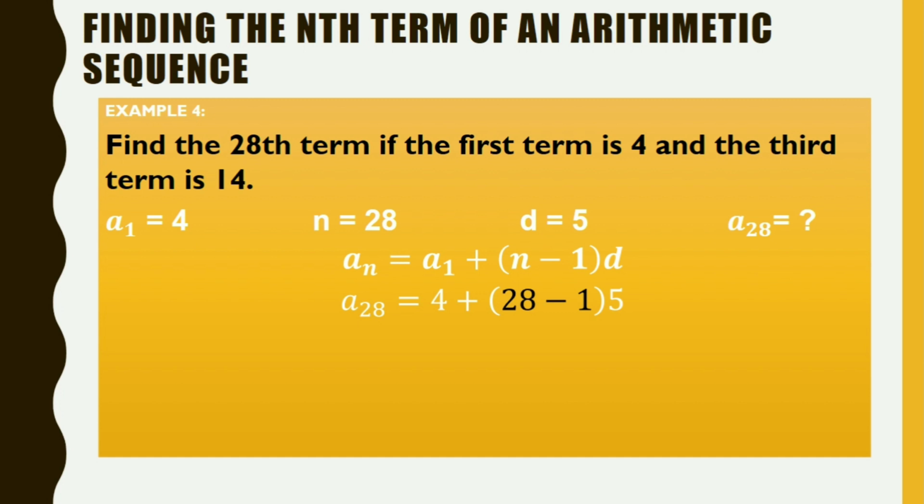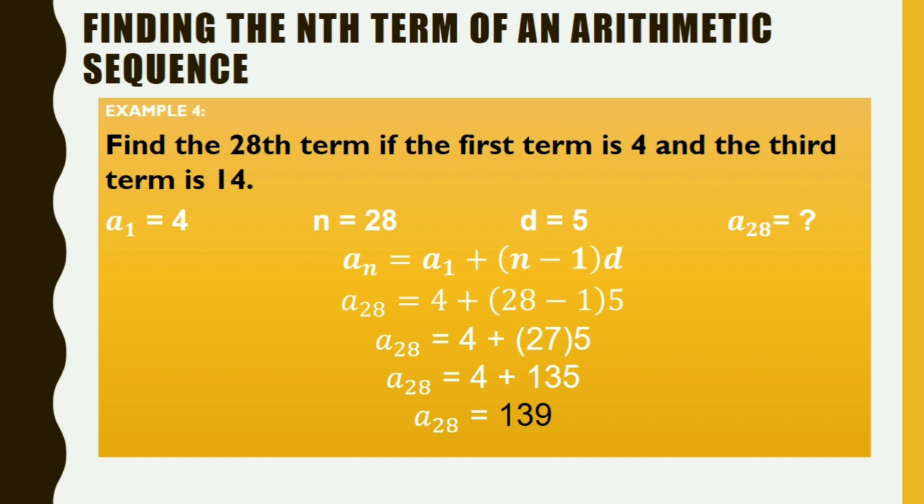The first is the one inside the parentheses. 28 minus 1 is equal to 27. Then multiply to 5, we have 135. Combine like terms, a sub 28 is equal to 4 plus 135. We have a sub 28 is equal to 139. Therefore, the 28th term of the given sequence is 139.